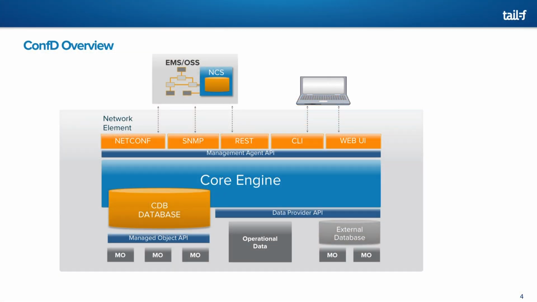Inside the ConfD core engine, we also have a database called the CDB database. That is where you typically store your configuration. And you can also store other things in there, like alarms, performance data, internal state, whatever you like. The CDB database is actually optional.